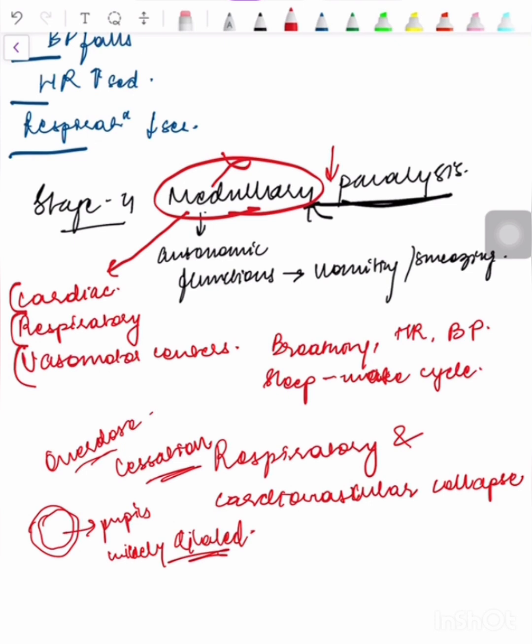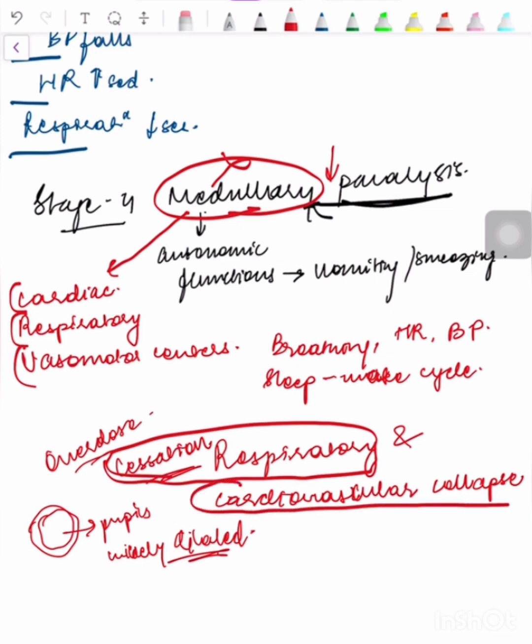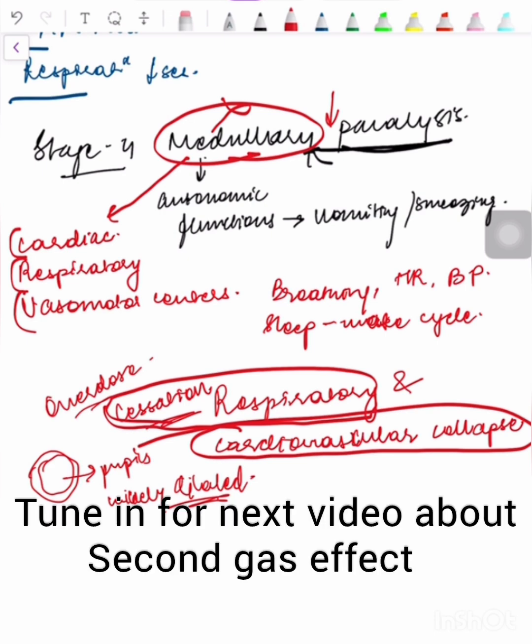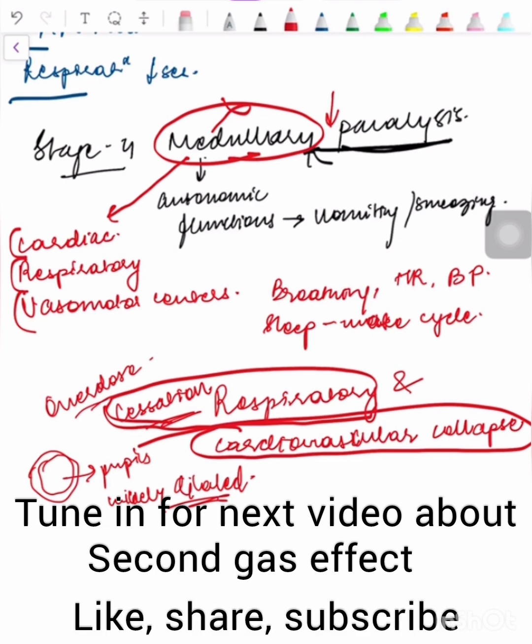Muscles are totally flabby, pulse is thready or very faint, and the BP is very low. So what is happening here? There is cessation of respiration and cardiovascular collapse. Why? Because you have your medullary paralysis. So these are the 4 stages of general anesthesia.